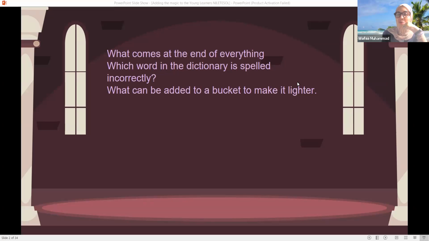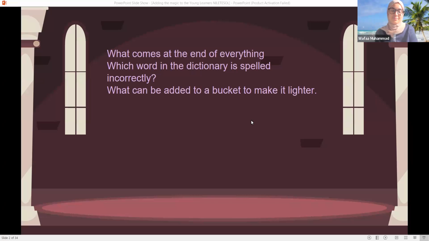Okay, the second question, which word in the dictionary is spelled incorrectly? Incorrectly. Okay, that's right. Okay, the last one. What can be added to a bucket to make it lighter?